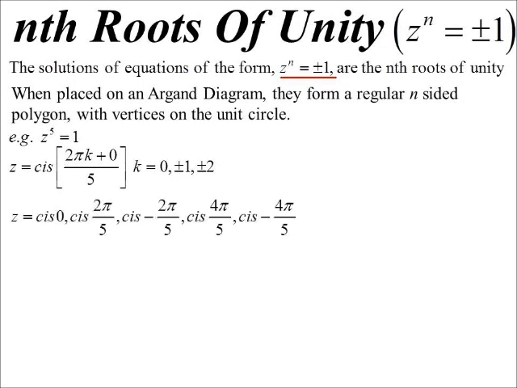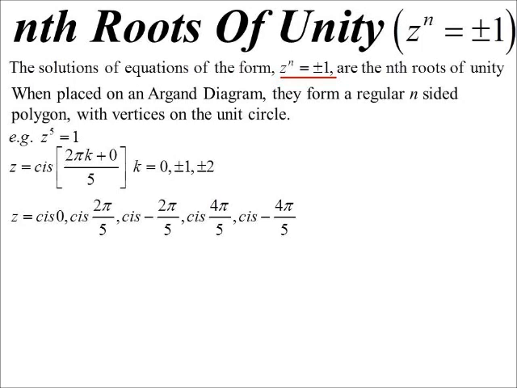Cis 0, which is the solution we would have expected. Cis 0 is 1, and we know 1 to the power of 5 is 1, so we're expecting that one. But then the others: cis 2 pi on 5, cis minus 2 pi on 5, cis 4 pi on 5, cis minus 4 pi on 5.